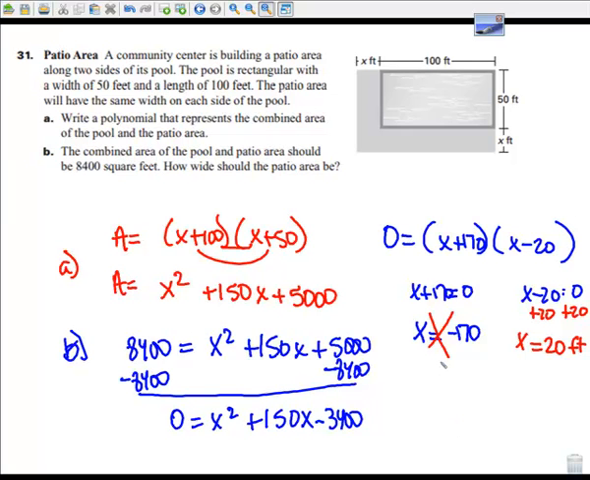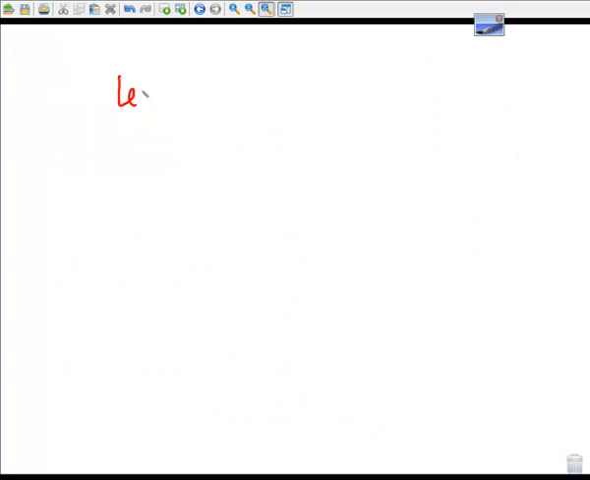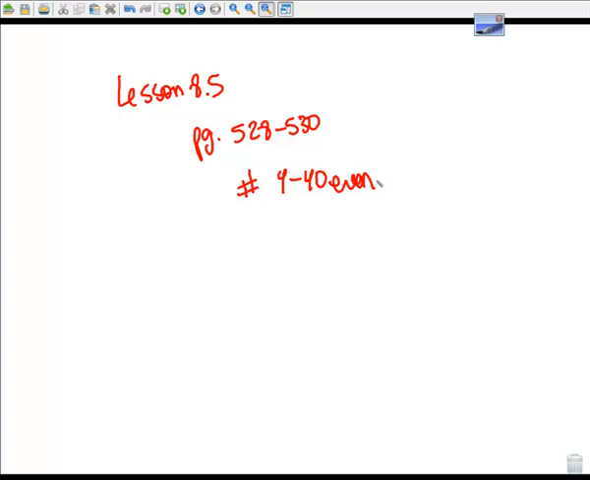If you want to go ahead and get started with your assignment, you're welcome to. This is lesson 8.5. And the problems are on page 528 to 530. Problems 4 to 40 even. 44 to 54 even. 59 through 61.